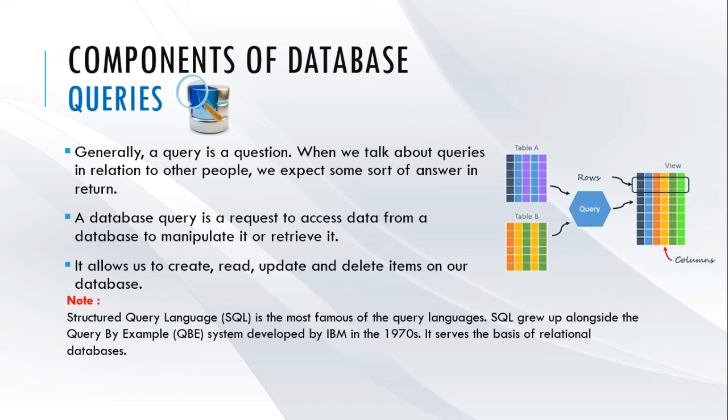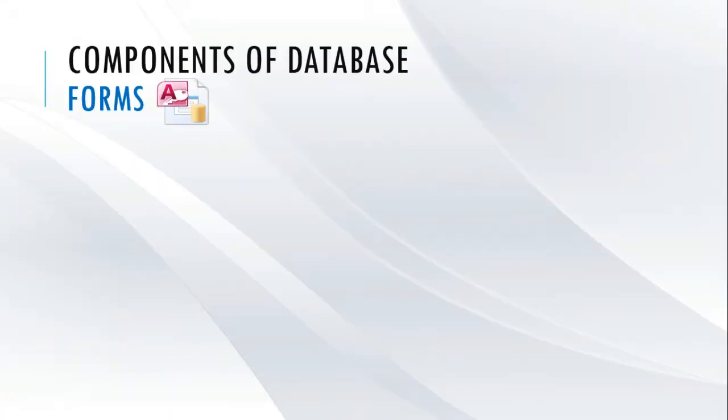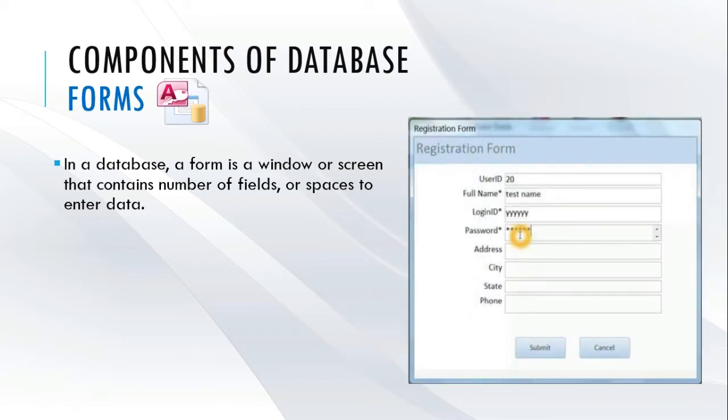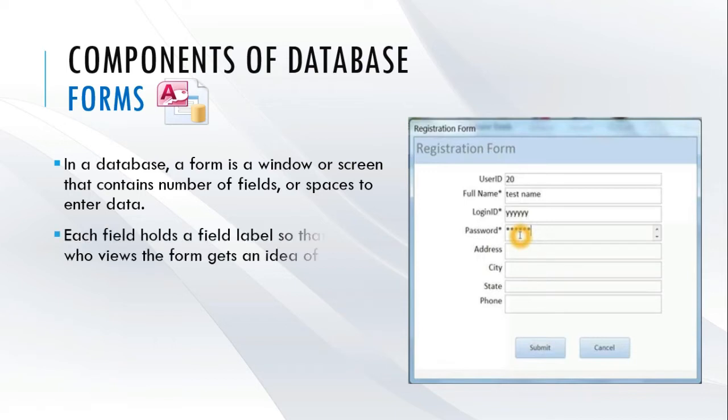The third component of the database is the forms. A form in a database is simply a window or a screen that contains a number of fields or spaces to enter the data. You can see in this figure a window that consists of different labels. You can see these are the labels and these are the fields. By reading the labels, we can enter the value in each field. So each field holds a field label so that any user who views the form gets the idea of its component.